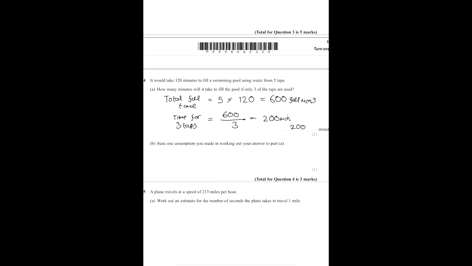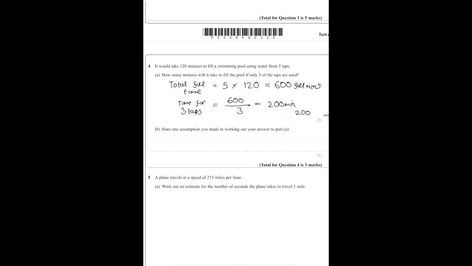So let's fill that in. State one assumption that was made. Well, we assume that all of the taps fill water at the same rate. So we assume all taps fill at the same rate.